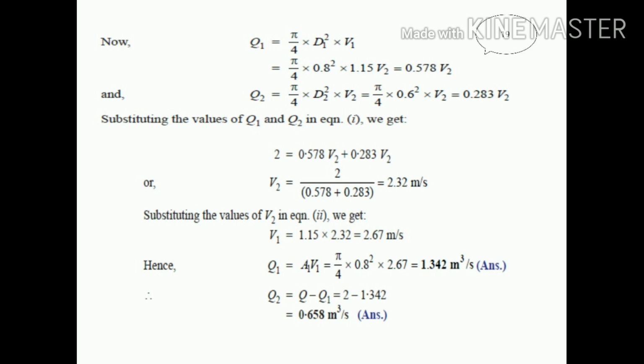Now just put both the equations into the main first equation, that is Q is equal to Q1 plus Q2. The main discharge is given to you. Now just simplify and find V2. Once you find V2, resubstitute it in that relation and you will get V1 also. Now using Q is equal to A1 V1, find the discharge for the first pipe. Similarly, you can use Q2 is equal to A2 V2 and find the other discharge also, or we can use the relation Q2 is equal to Q minus Q1.